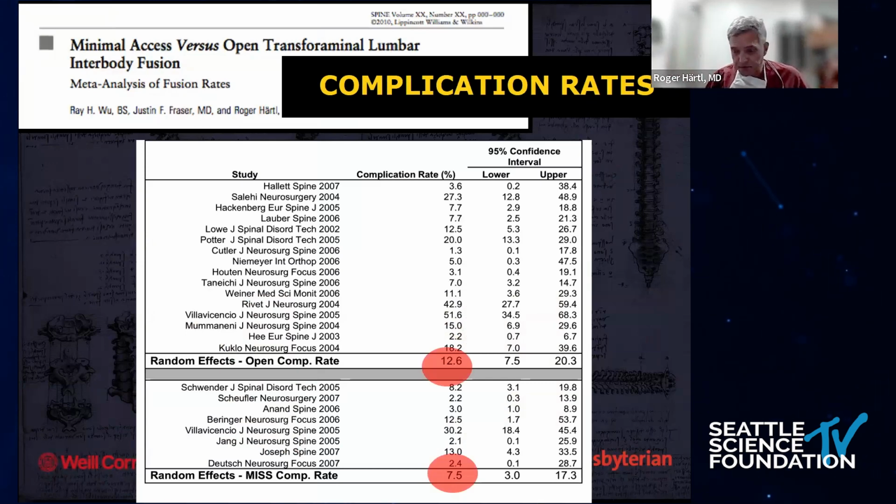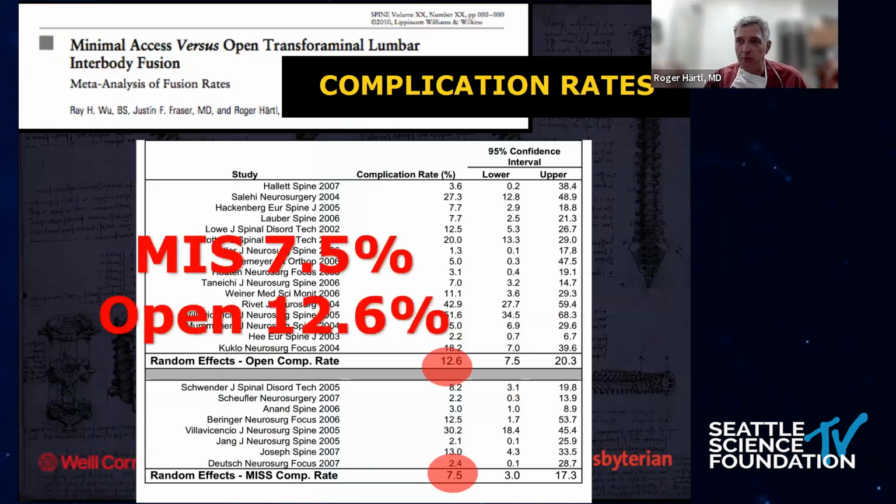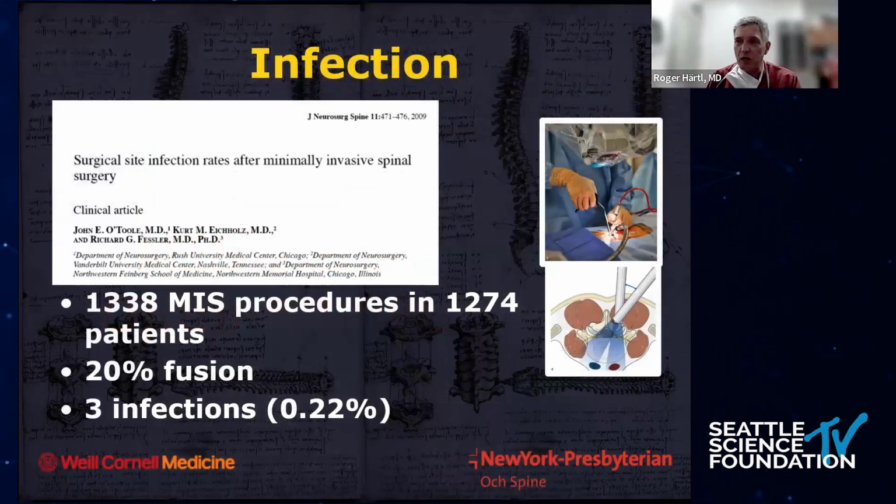than 10 years ago, that if you compare open versus MIS TLIF surgery, at least based on the publications, complication rates are potentially lower than with open surgery. And this is already 13 years old. So something is happening even back then already with MIS that potentially cuts down on complication rates. And I think what that is primarily is probably infection.